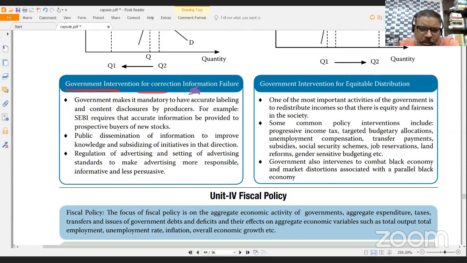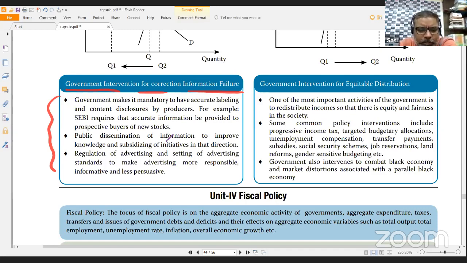Like that, information failure also can be corrected by the government by having certain guidelines. For example, for any of the food products that you use, are you able to see the calorie details in that, whether it is vegetarian or non-vegetarian, green color, red color, and then what are the contents of that, or how much protein is there, how many carbohydrates are there. It's all published. Maybe 10 years back, 15 years back, was it there like that? No, it was not there like that. Because government asked the manufacturers to do so.